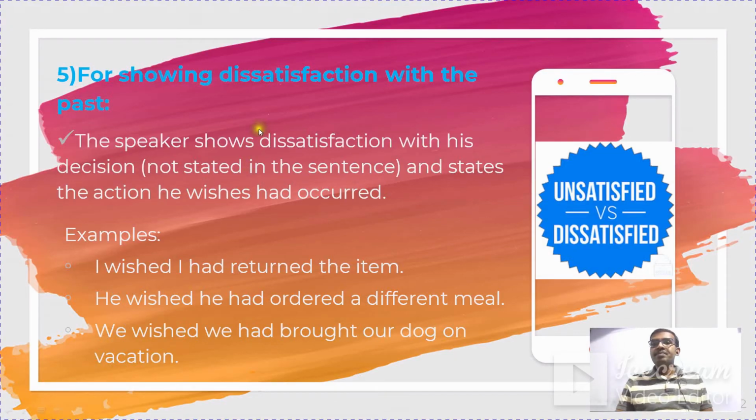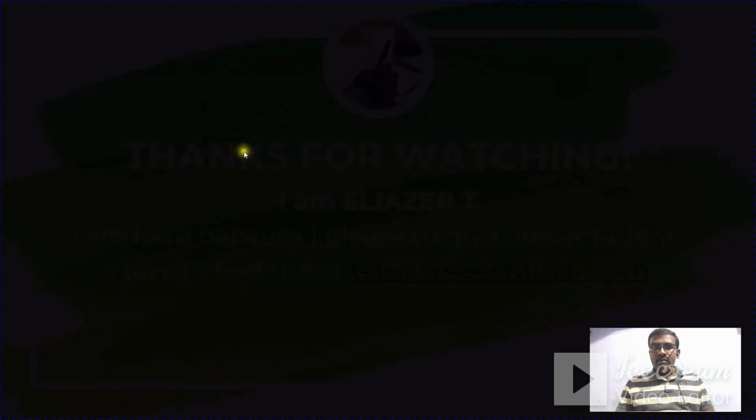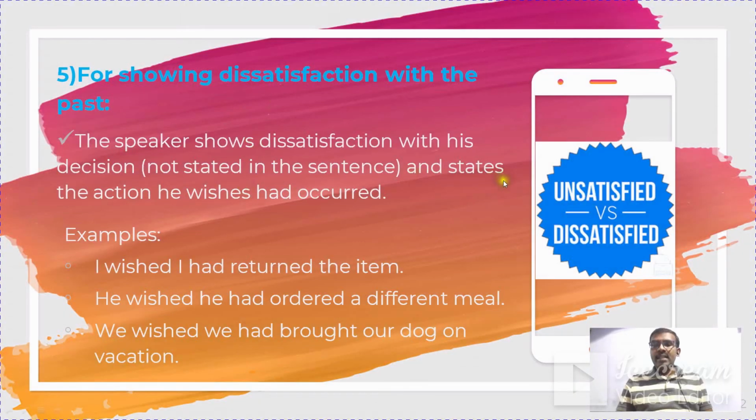This is the last use of past perfect tense: showing dissatisfaction with the past. So he might be dissatisfied in your presentations or in your extracurricular activities or any sports related activities or in your academic performance. Okay, so that may be indicated with the help of past perfect tense. The speaker shows dissatisfaction with his decisions. I wish that I had returned the item. He might not be wishing the item, so that's what she is planning for, to return it soon.